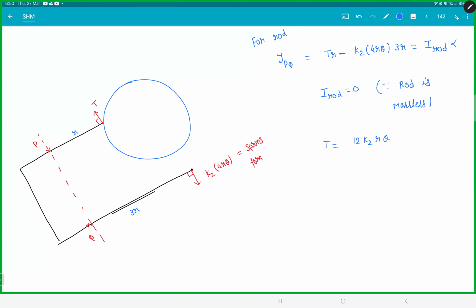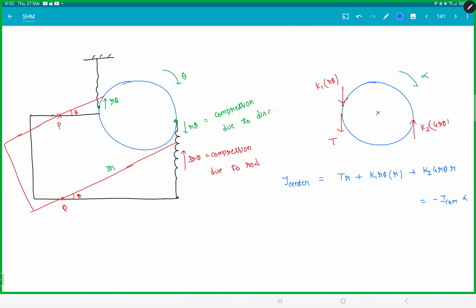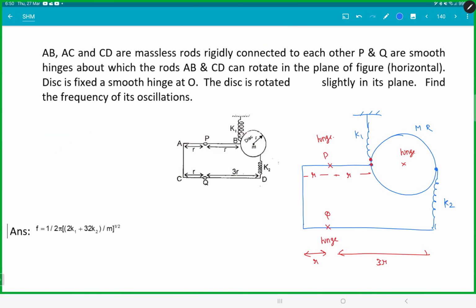Clear everyone? 12 K2, 1 R will cancel, K2 R theta. That's how you get the tension, taking the rod in steady state. T is perpendicular because, like I said, look at the picture here. Is this spring force perpendicular to the rod? Theta is small, na? It is still perpendicular. Are you getting it?